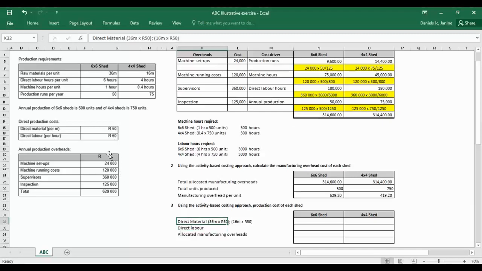Okay, so please remember that what we were given is the cost per meter. So if they're going to use wood, then they need to buy the wood and the supplier of the wood will charge them per meter. So we have to look at how many meters they require for each product. So therefore, for the 6x6 shed, it's stated that it requires 36 meters. Therefore, the cost to make the entire shed will be 36 meters multiplied by 50 rand. So it's 1,800 rand in total. And the 4x4 shed will be 16 meters times 50 rand, which will be 800 rand in total.